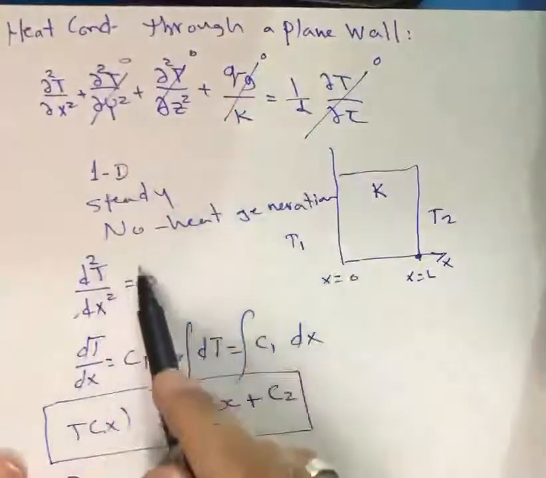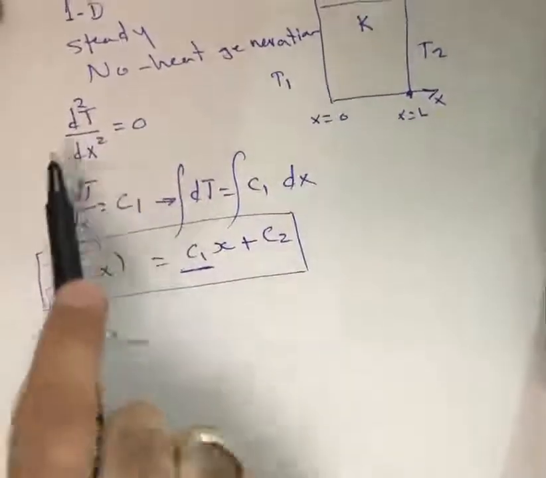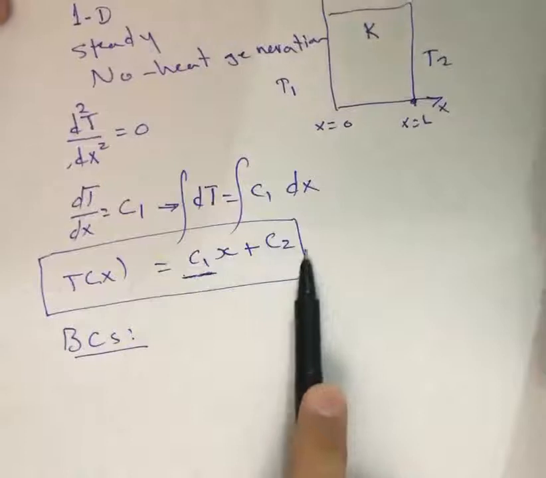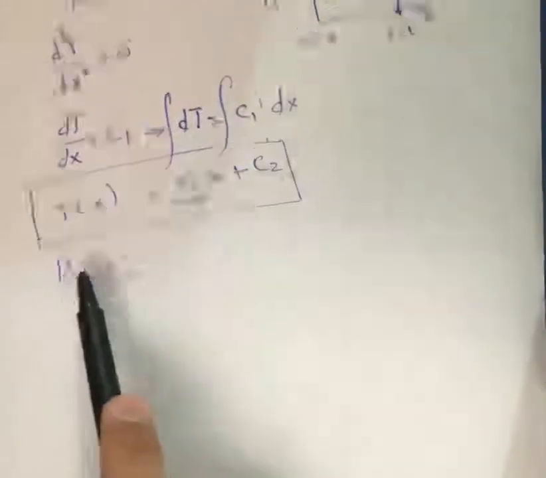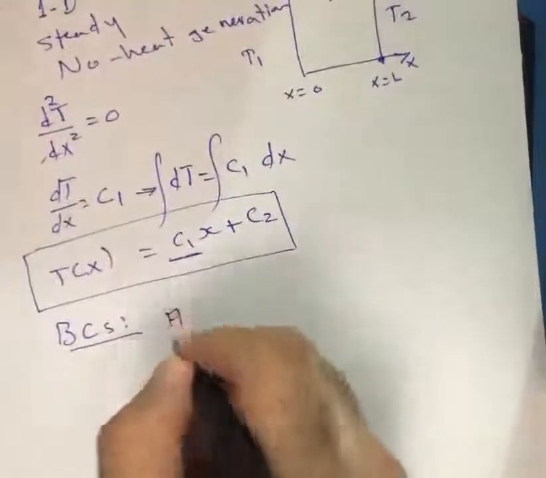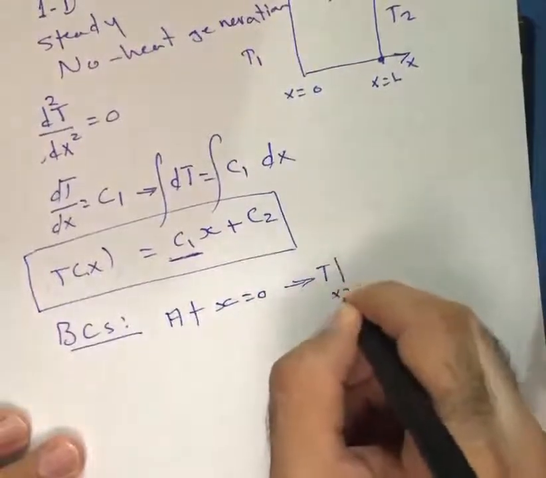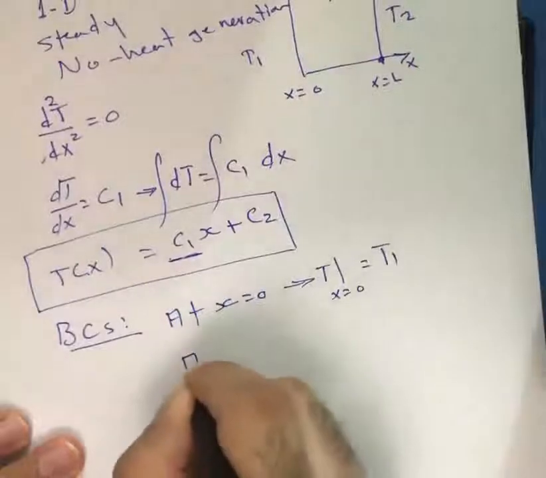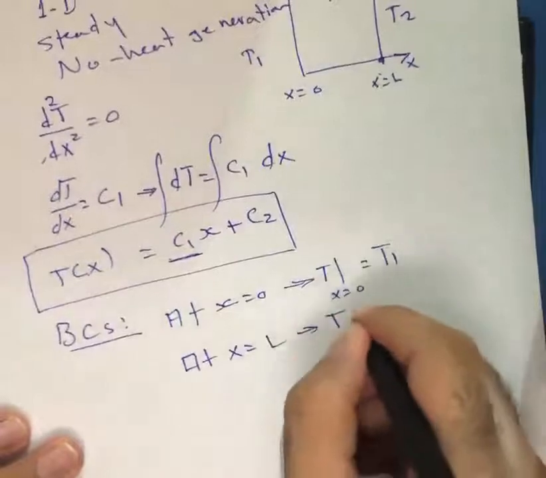All you have to do after you derive the heat equation, make assumptions, and find the governing equation, then after you solve it, you will get the general solution. Then it is necessary to apply the boundary conditions, so that you can find the solution with known values. So I will apply the boundary conditions: at x equal to 0, T at x equal to 0 will be T1. Now at x equal to L, which is here, T will be T2.